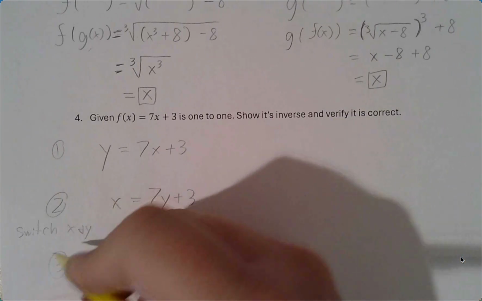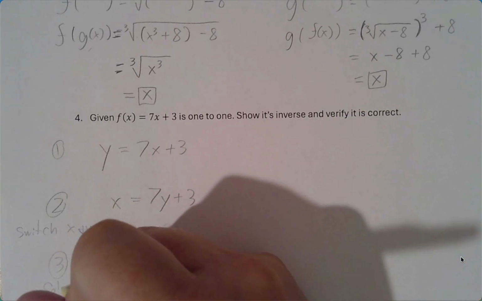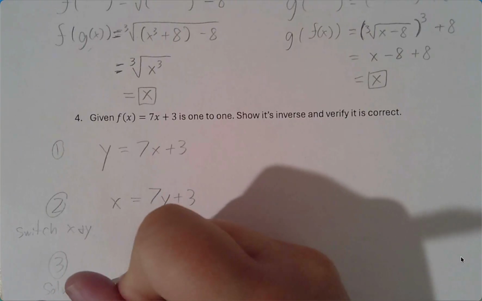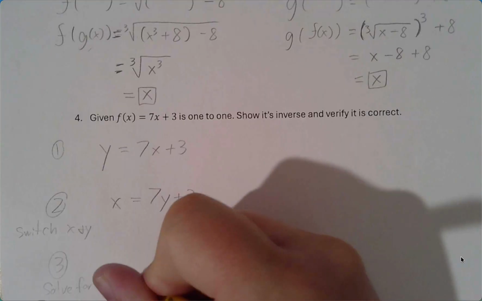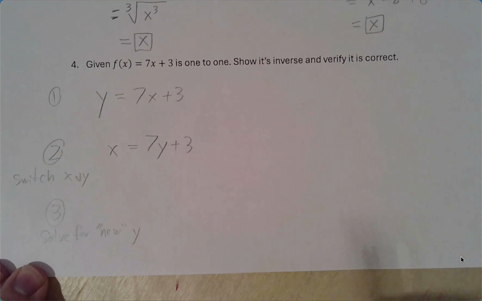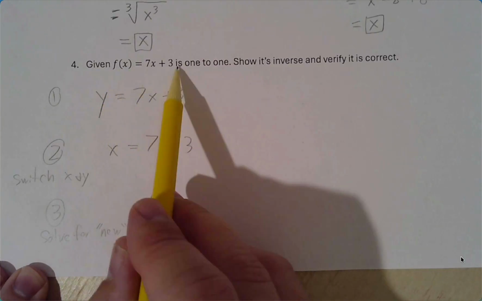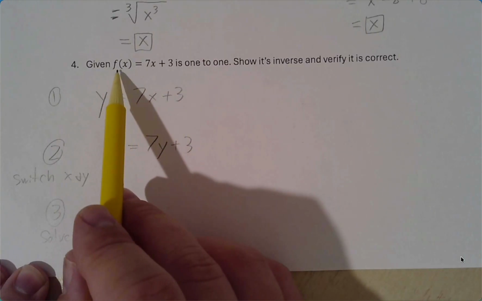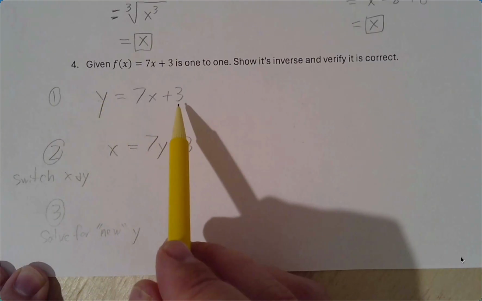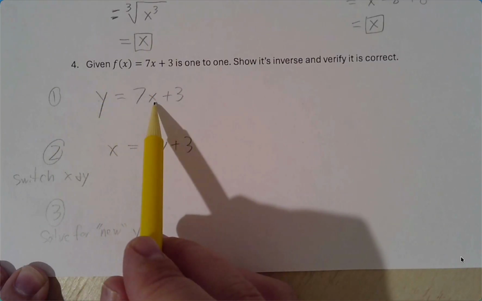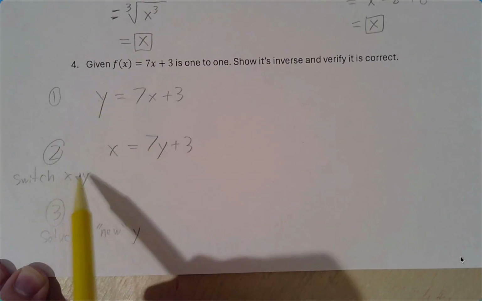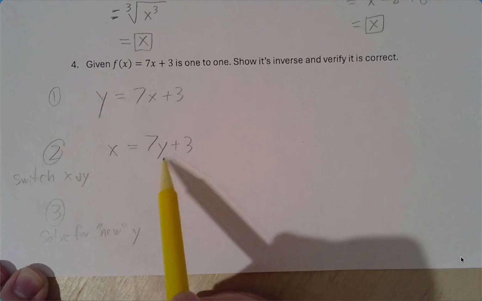Step 3 is solve for the, I'm going to put it in quotes, new y. All right, so catch those steps. First, just take your function, and instead of writing the fancy mathematician f of x, write y instead. After you've written y instead, switch everywhere you saw an x, write a y instead. Everywhere you saw a y, write an x instead. Switch them. And then now solve for y.